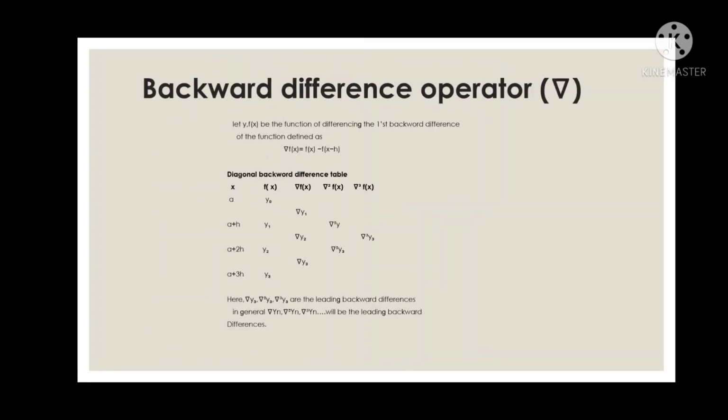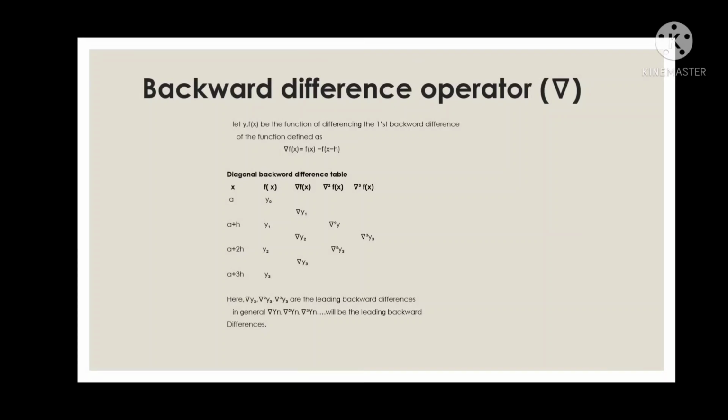The second operator is the backward difference operator denoted by the notation del. Let's see how it's defined. Consider the function y is equal to f of x, where h is the interval of differencing. Then the first backward difference of the function is defined as del f of x is equal to f of x minus f of x minus h. Now let's see the difference table. Here x gives us the arguments and f of x gives us the entries. The values of arguments and entries are the same as we have seen in the forward table. Now the difference del f of x is written here.